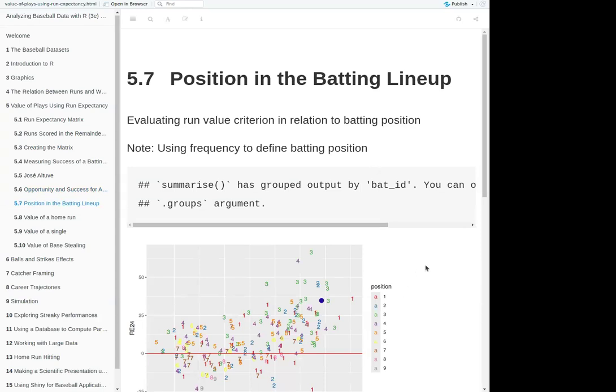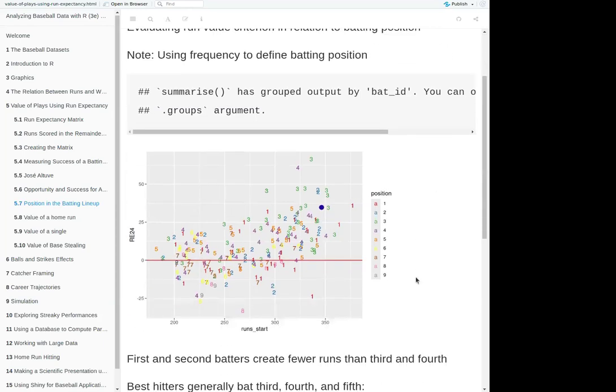So we could also look at position in the batting lineup because, as we noted, that can have a big impact on the opportunities that a player is given. So we're going to evaluate that run value criterion in relation to the batting positions. And a note here is that the frequency of a player within a batting position is used to define their batting position, even though that may not be consistent at every moment. The most frequent position they're in is the one that they're getting labeled with for this assessment.